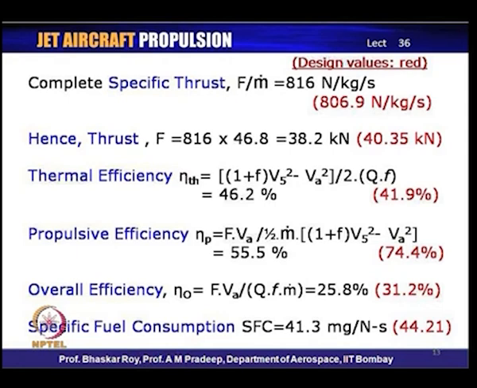Now, compare that to the amount of energy that has been burnt in the fuel. So, the burnt fuel energy, that is Q into f, gives us the energy made available through the burnt gas of the fuel-air mixture, and that again is per unit mass flow. So, both numerator and denominator are per unit mass flow, in the sense the mass flow cancels out, and as a result we get a thermal efficiency of 46.2%.